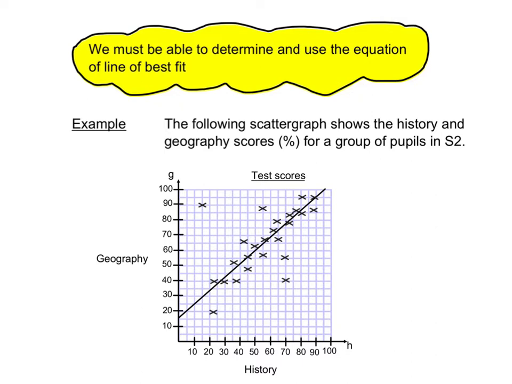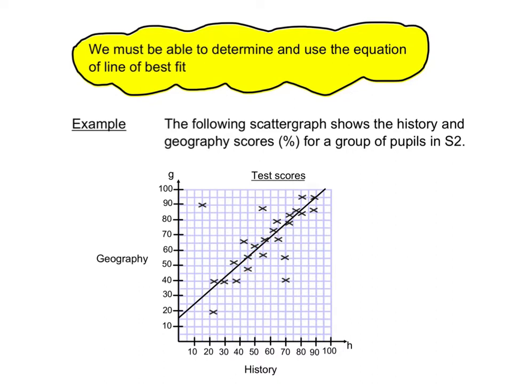So let's have a look at this first example here. The first example says the following scattergraph shows the history and geography scores as percentages for a group of pupils in S2. So geography up what would normally be the y-axis, we've got a little g for the g-axis here, and history scores along what would normally be the x-axis, but we've put an h at the end of that for history. And each one of these crosses represents one of those pupils in S2.